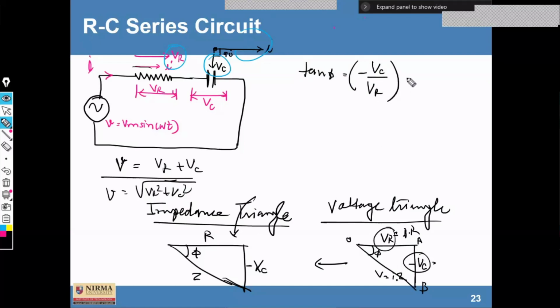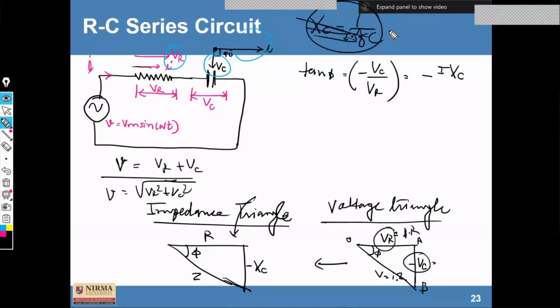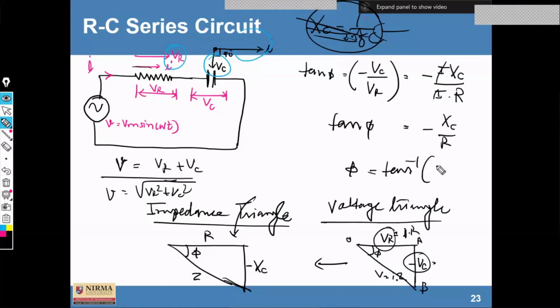Similarly, we can write minus I into XC, where XC is equal to 1 upon 2 pi FC. We will discuss inductive reactance and capacitive reactance when we discuss the resonance condition of the circuit. Here we can convert these values, and finally, by cancelling I, we can also write minus XC upon R. We can find the power factor and the angle between the voltage and current with the help of phi is equal to tan inverse of minus XC by R.